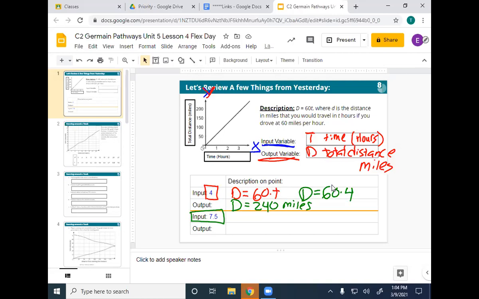Can you see now, Isabella? Hopefully. Let me try it. Okay, so we're given an input. Thank you, Isabella.